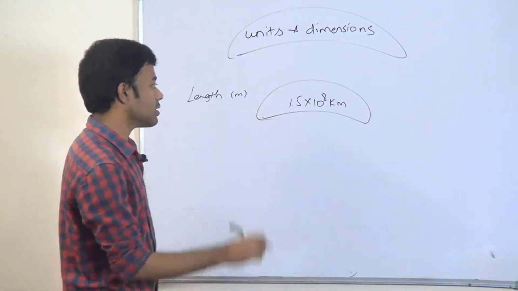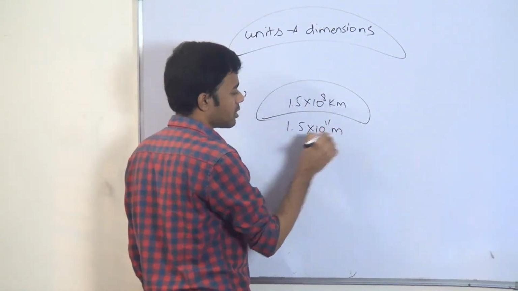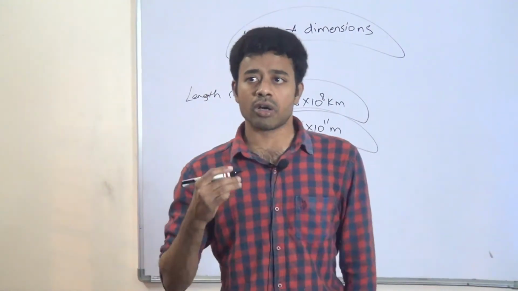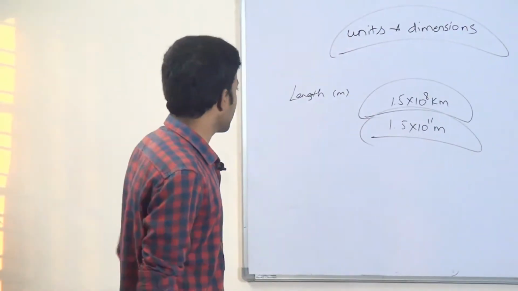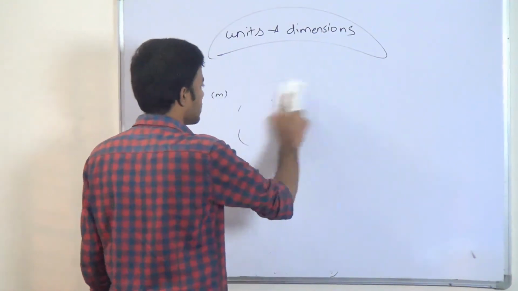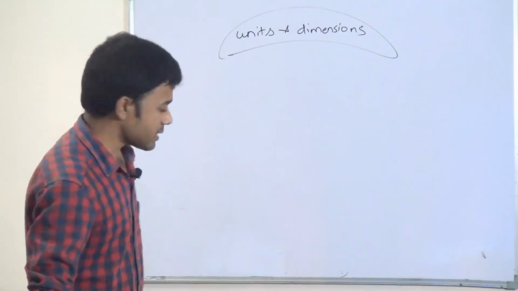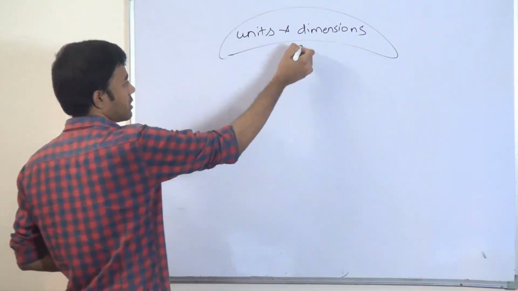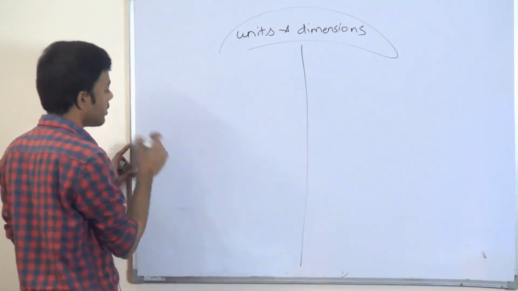So if you want to indicate this in terms of meters, it is 1.5 into 10 to the power of 11 meters. So there are many lengths which are almost impossible to indicate in terms of meters. So we can use some prefixes to indicate almost all the physical quantities. Those prefixes we will write in detail now. I will start from the lowest.